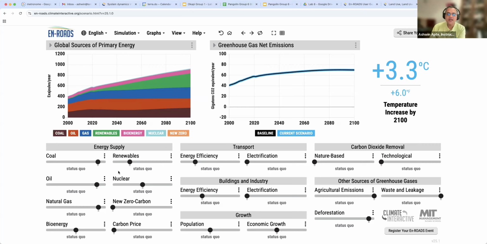Now, this tool is agnostic to what policy mechanisms you might use to incentivize or disincentivize something. So they don't recommend or push for any particular way in which to achieve this. They just say that if you had a policy to incentivize or disincentivize a particular energy source, what might be the impact on temperature? So this is all about energy supply. New zero carbon.